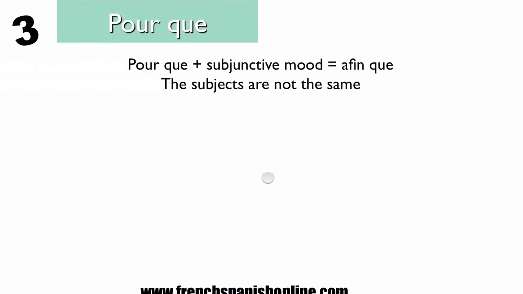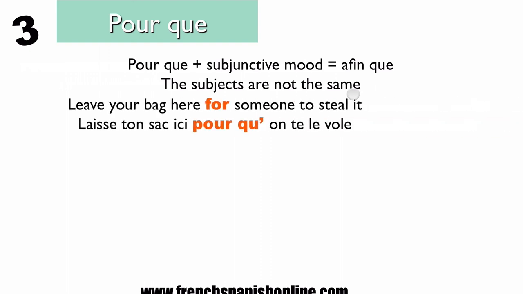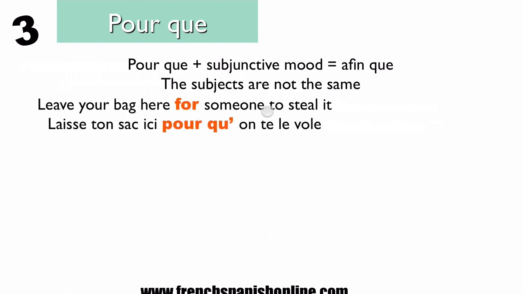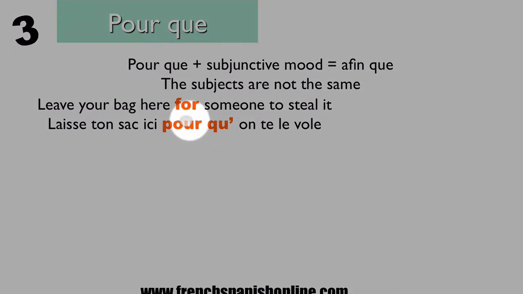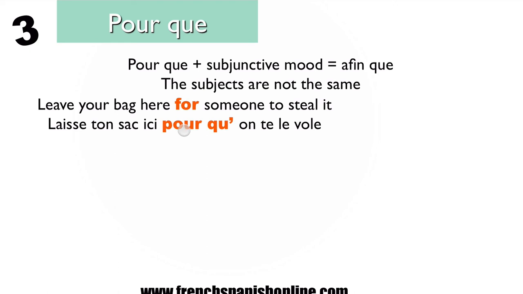Let's see now the difference with the expression pour que or afin que. Pour que is followed with the subjunctive mood in French, and the subjects in this case are not the same. Leave your bag here for someone to steal it. So here we understand the subject of leave is you, because I'm speaking to you, and the subject of to steal is someone. So two subjects. For this reason here, we can't translate for with just pour. We need pour que. Laisse ton sac ici pour qu'on te le vole.